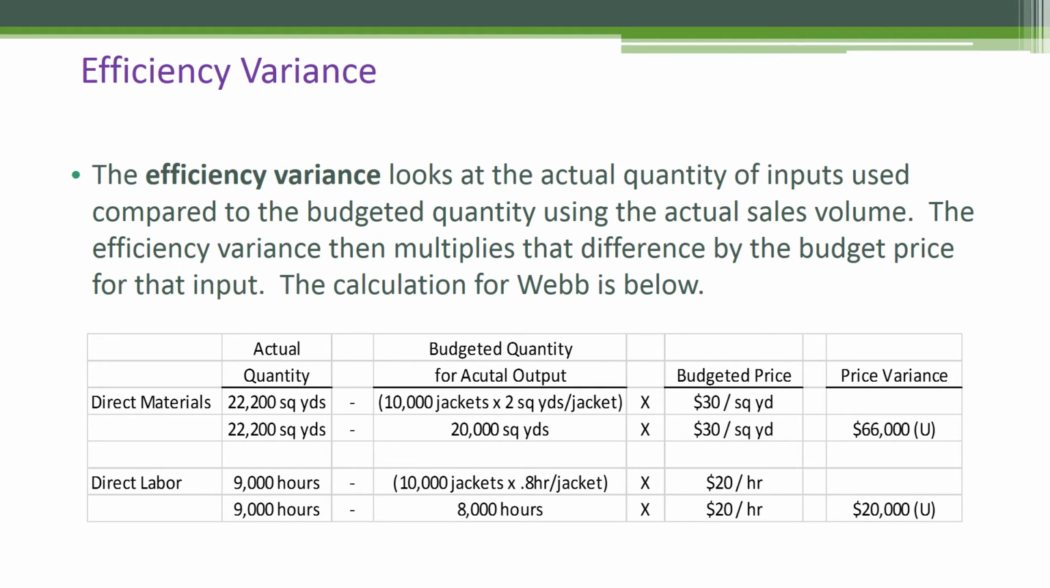Now when you use the efficiency variance on direct labor, we take the actual 9,000 hours and we subtract from that what we budgeted for our total labor, which was 0.8 of an hour per jacket times 10,000 jackets, which would be 8,000 hours. The difference between 9,000 and 8,000 is 1,000 hours, and we multiply that by $20 an hour, which gives us the $20,000 unfavorable variance, meaning that we spent $20,000 more on labor than what we thought we would when we put our budget together.